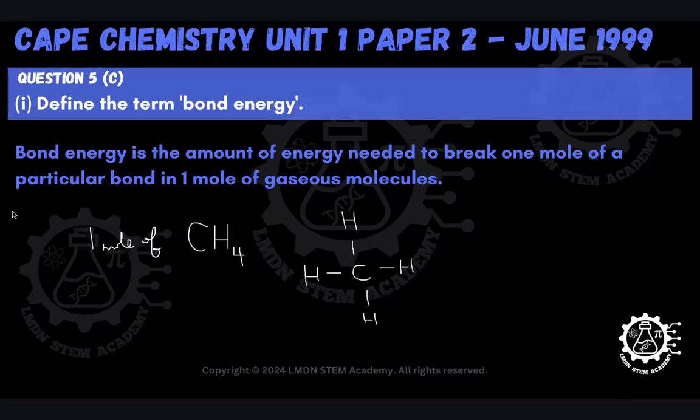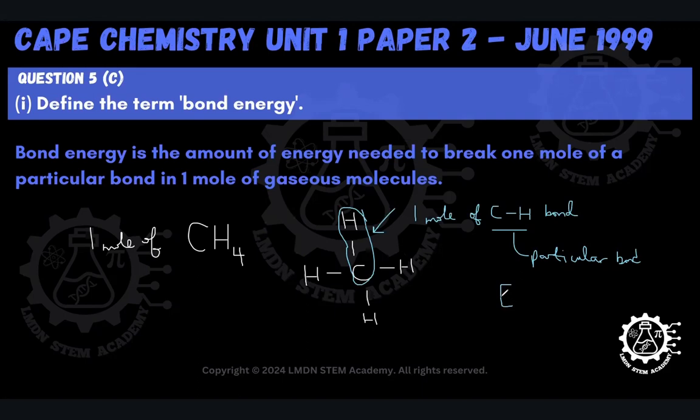Now the bond energy would be the amount of energy that is required to break this particular bond. That would be one mole of CH bonds. And so the CH bond itself would be the particular bond that we're breaking, and we would denote the bond energy as E for the CH bond. There's a value associated with that, and that would be its bond energy.